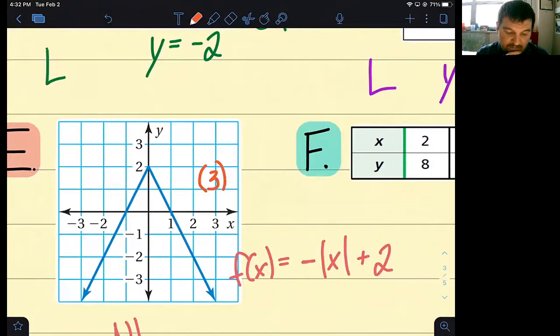Okay. If I plug in 3 for x, then it should be negative 3 plus 2, or negative 1, for y. Okay, I'm not getting negative 1 for y. And I'll tell you why I'm not getting negative 1 for y. That's what it would look like.